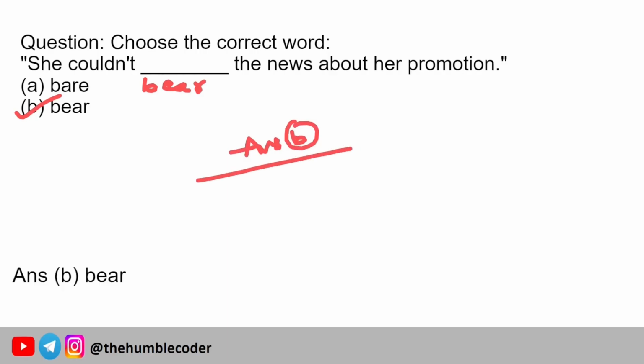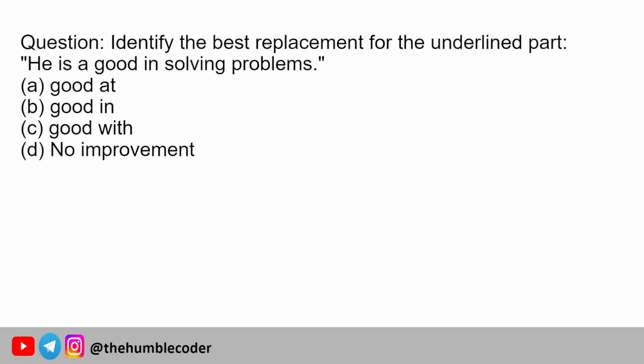Moving on to the next question now. Identify the best replacement for the underlined part. So, he is good in solving problems. Actually the underline is missed, so I'll tell you what the underlined part is. The underlined part was this one. Now we have four options given to us: good at, good in, good with, and no improvement.